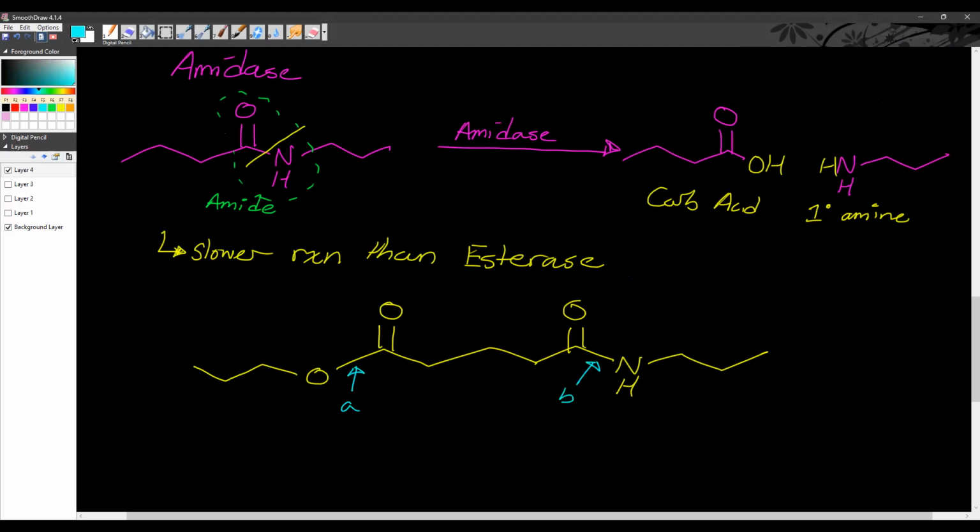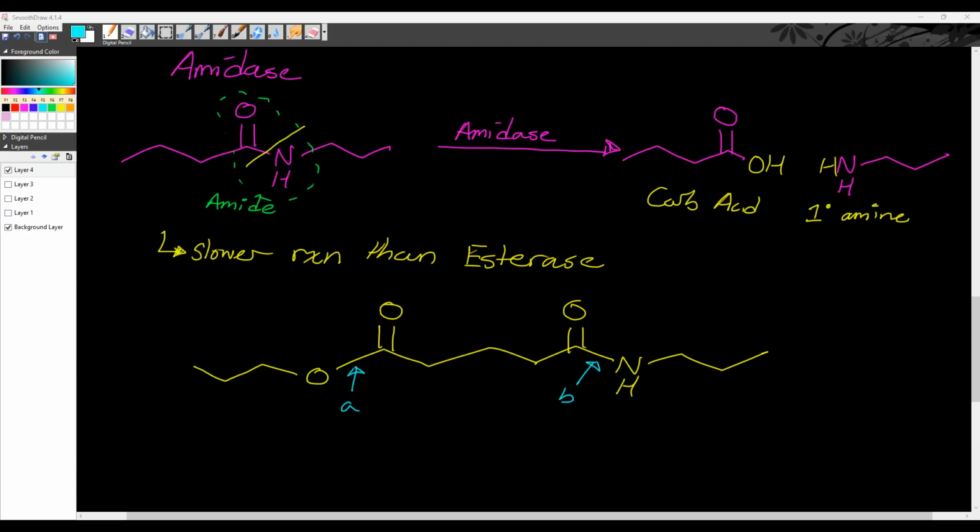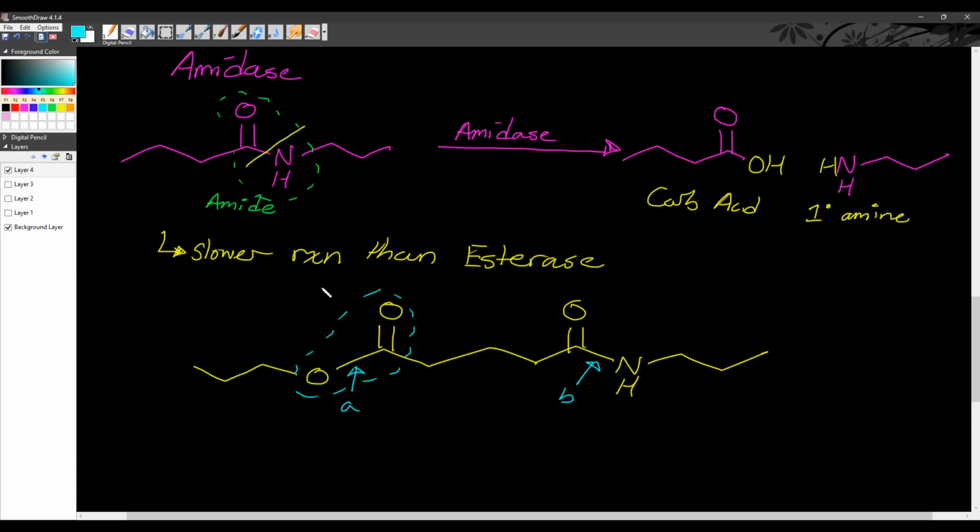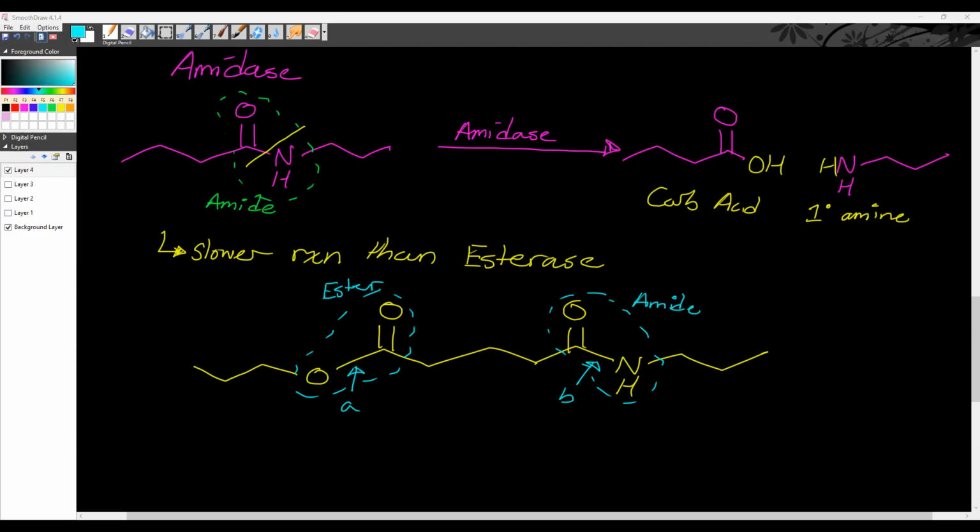Which bond is more likely to be metabolized first? A, right? Why? Because esterase is a much, much faster reaction. So we have an ester bond here, and we have an amide bond here. So who has the faster reaction? It would be the ester.